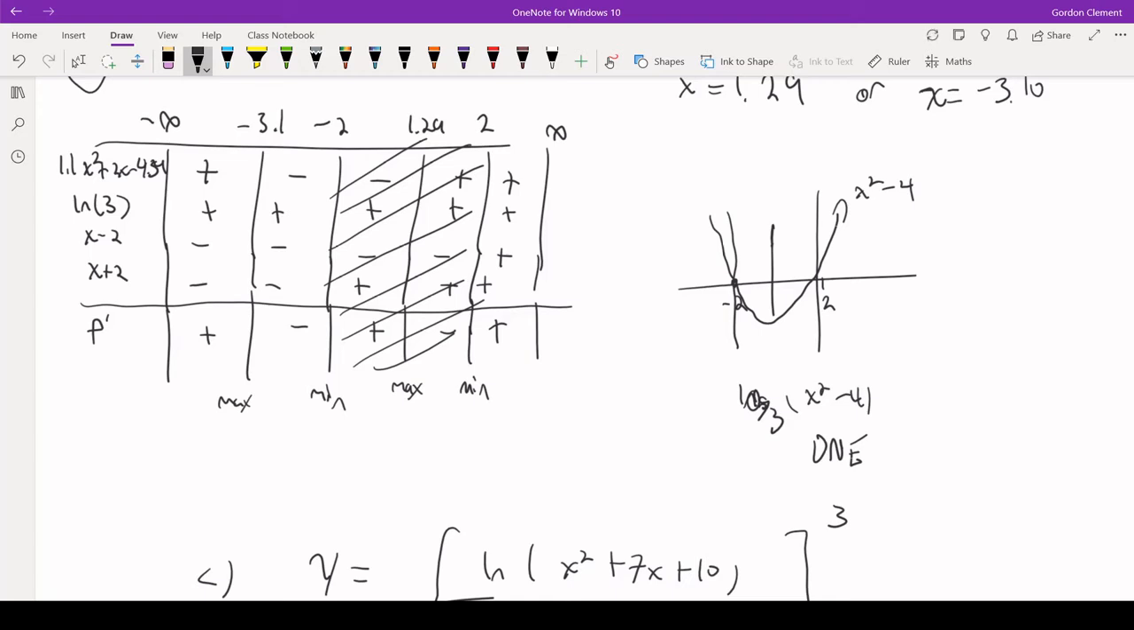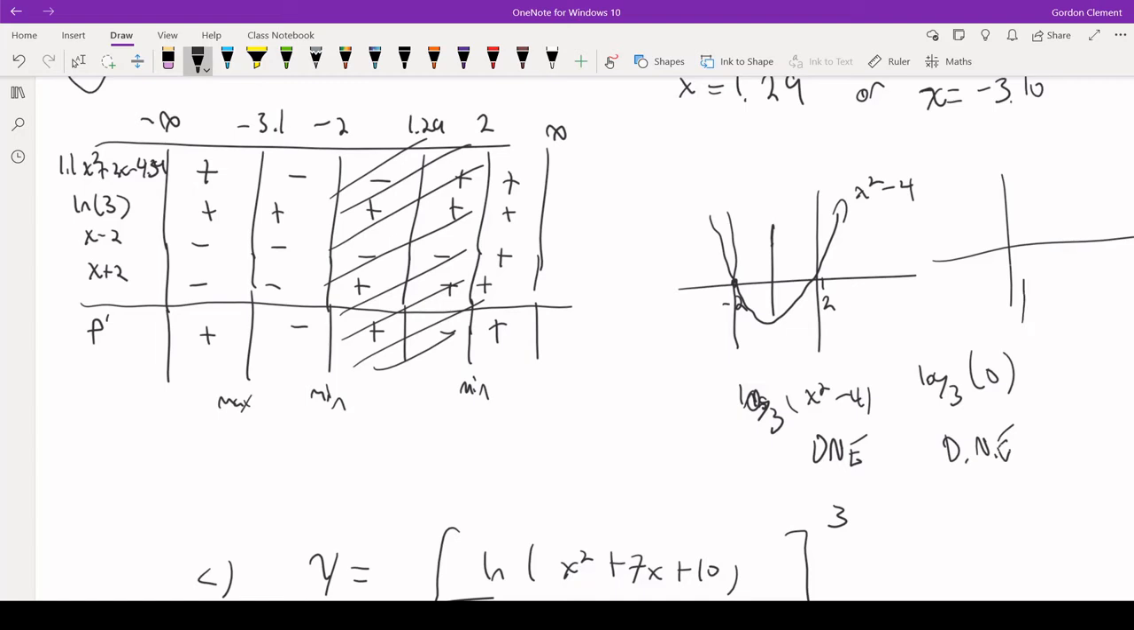So this value here, the 1.29, is not a max. It's actually not a point on the graph at all. And then at minus 2 and plus 2, you get log base 3 of 0. So log base 3 of 0, again, does not exist.